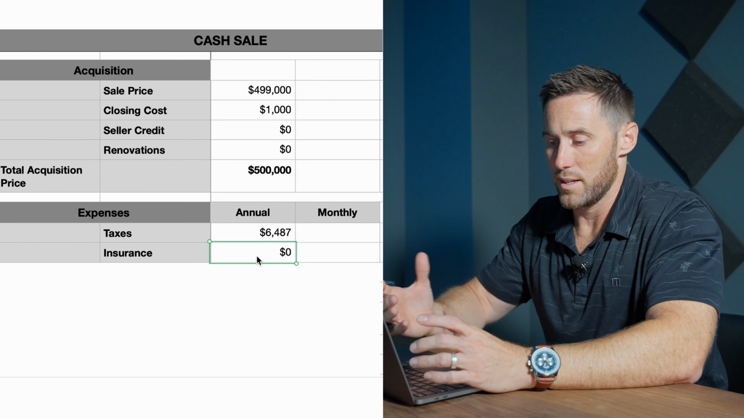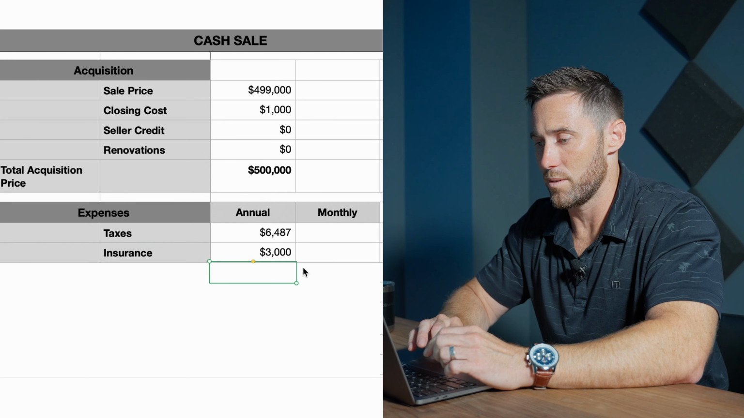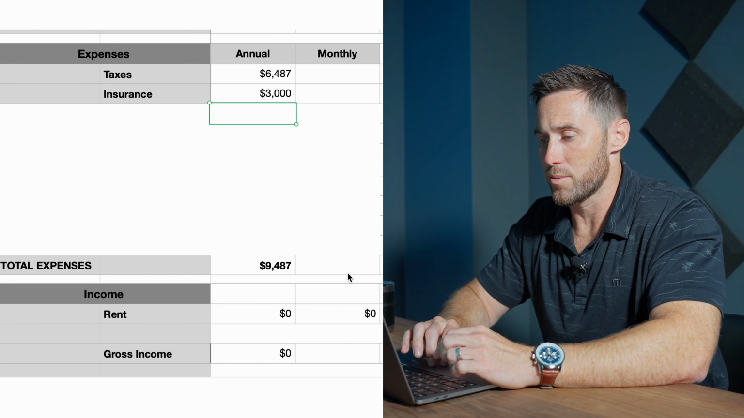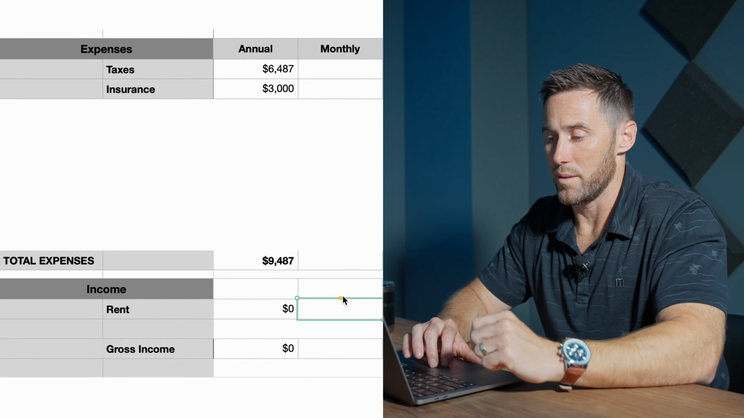Then you'll have insurance. Here in Orlando, for this size home, it might be about $3,000 per year. So I'm just gonna put that in as $3,000 manually, and that gives us our total expenses. Now let's look at the income.